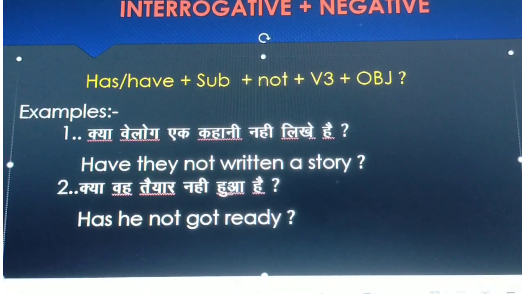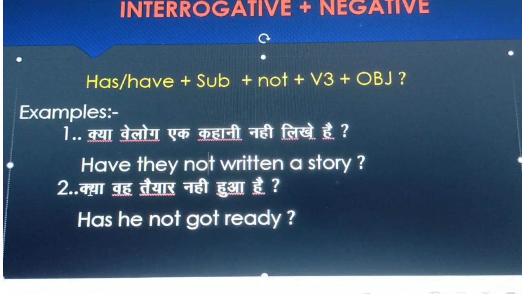क्या वह तैयार नहीं हुआ है? Auxiliary verb according to subject. Subject is वह, which is singular. He, that is why auxiliary verb here used as has, which is singular. Has he not got ready?